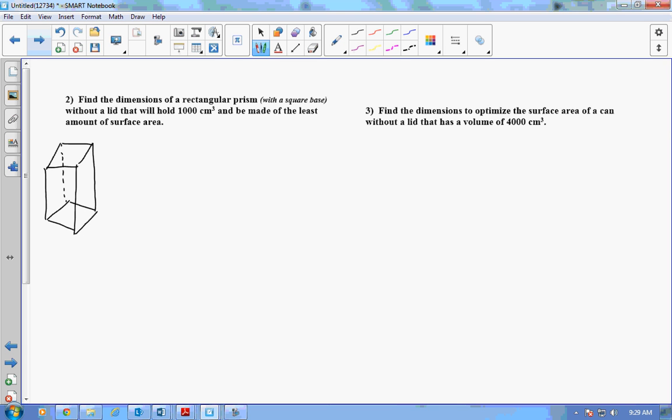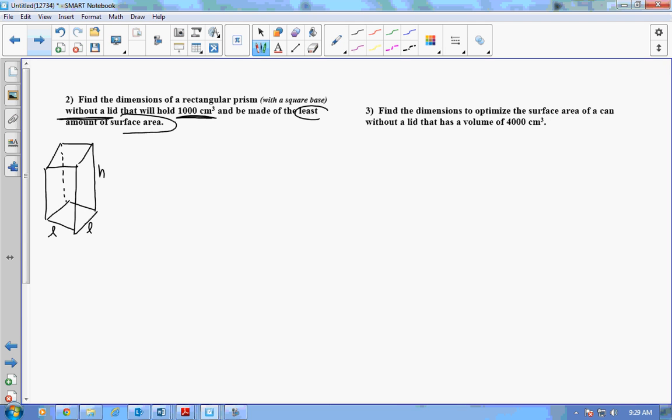Now we know it's a square base, so I'm going to label the base. You can use maybe L. If that's L, then this has to be L as well, right? Length. And then we have height. Okay, oh, and without a lid. No lid. That holds 1,000 centimeters cubed. So, without a lid, important, holds 1,000 centimeters cubed and be made of the least amount of surface area. Well, you want to use the least amount of packaging, maybe, for this box.